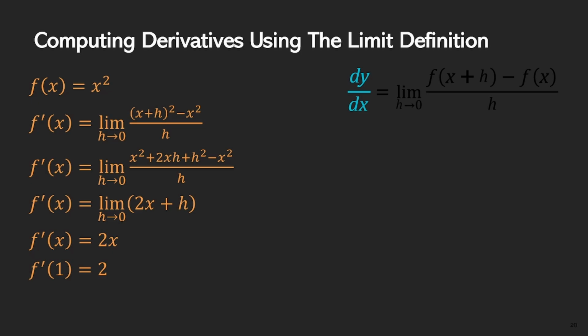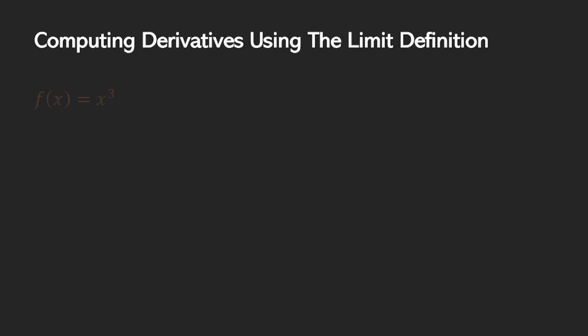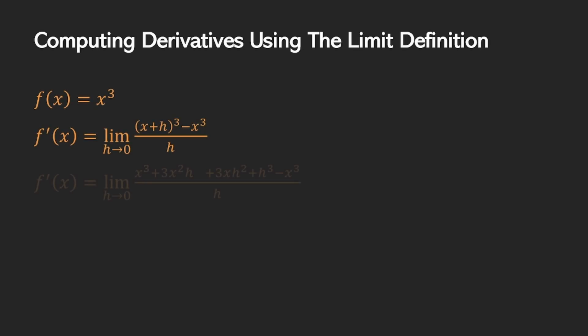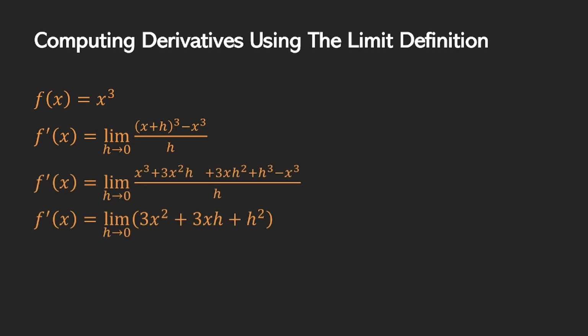So if we plug in 1 here for our f prime, we're going to get 2. Our slope is 2. Alright, let's do that again for the function f of x equals x cubed. Apply the limit, expand our exponent, cancel like terms, and factor out an h. Make our substitution for the limit, and we'll get that f prime of x equals 3 times x squared. So this means that the slope of our function f is defined as 3 times the square of our input. If we plug in 1 here, we'll see that at the point (1, 1), our slope is 3.